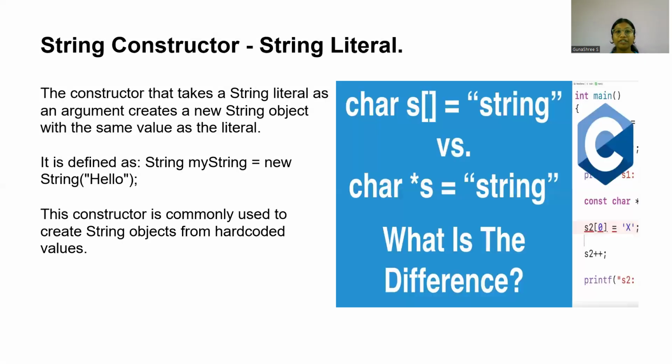Moving on to the next type of constructor, that is a string literal. Here, it takes a literal as an argument and creates a new string object with the same value as the literal. It is defined as String myString = new String("hello"). Here, hello is the string that I've defined, and this will be converted into a new string object. This is used to create string objects from hard-coded values.